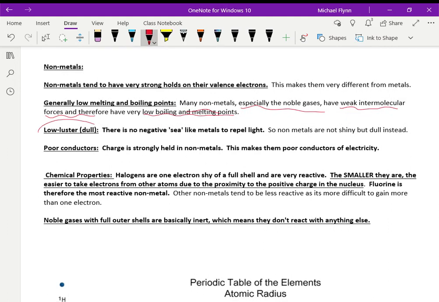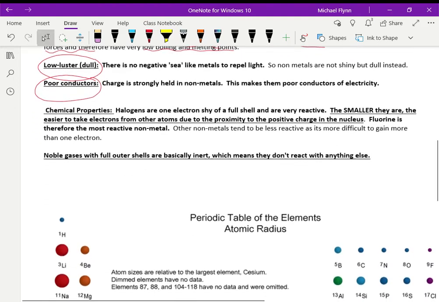Now, they're not shiny. They tend to have a low luster. Think of a piece of coal, right? Carbon is not exactly shiny as a lump of coal. There's no sea of electrons to reflect the light, so they have low luster. They're poor conductors because there's no sea of electrons that can move around easily. And they have a strong hold on their valence electrons, so the electrons can't move very easily. That makes them poor conductors of electricity.